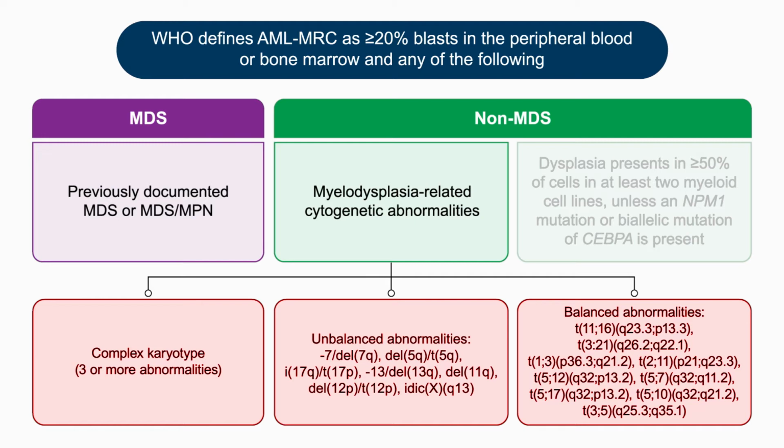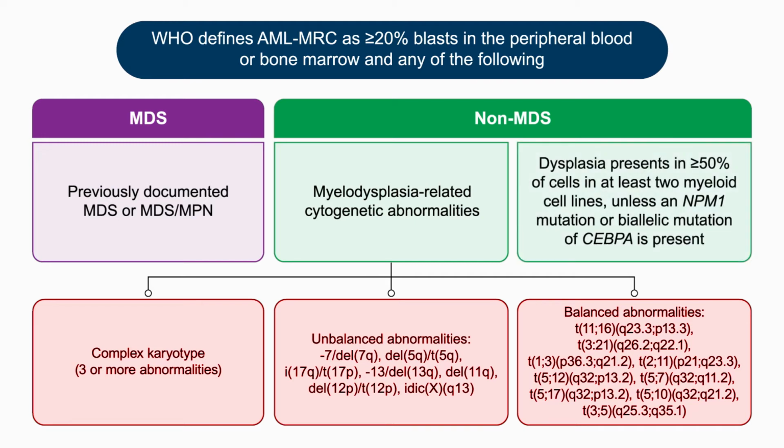And then the final or last category is actually something that is morphologically defined. So it's something that we assess using the microscope. And this is the presence of morphologic dysplasia in more than 50% of cells in at least 2 myeloid cell lines.